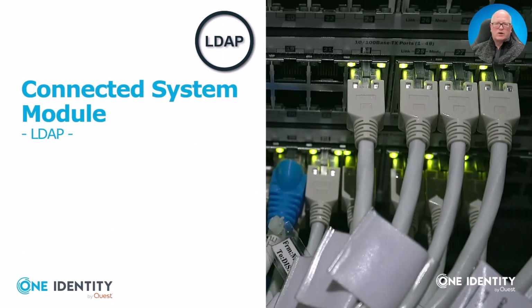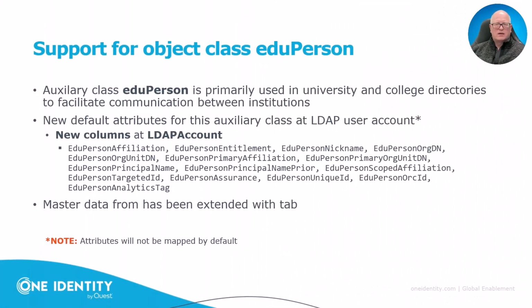And now let's talk about the connected system module for LDAP. If we look into that, we support, and that is new, an auxiliary class called EDU person. What is the reason behind that? We have a lot of customers at university or school level, and they very often use the auxiliary class EDU person in their LDAP. We have not supported that in the past. Now we are doing that.